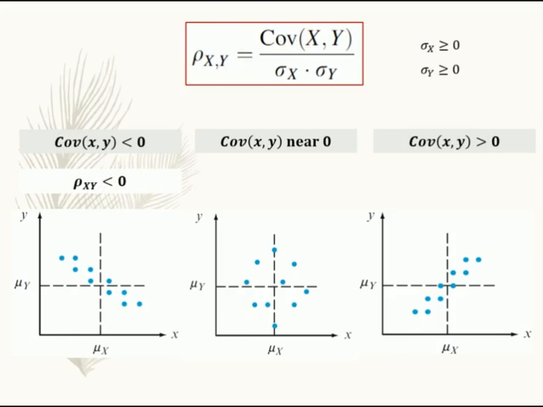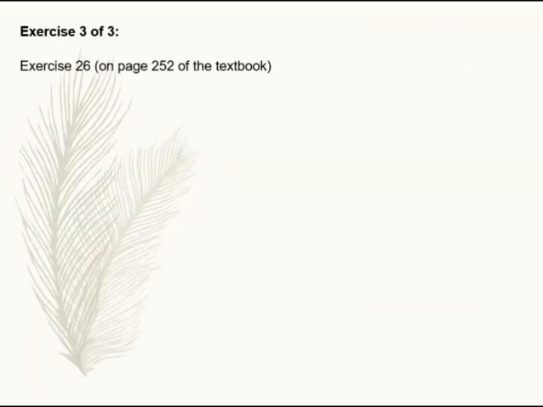And if the covariance was near 0, then the correlation coefficient is also going to be approximately 0. Similarly, in the last case, that's what you're going to have. So immediately you can tell the sign of your correlation coefficient by just looking at the trend in your data. So this leads me to the last example that I'd like you to do. This is exercise 26 on page 252 of the textbook. So you just see how that goes.